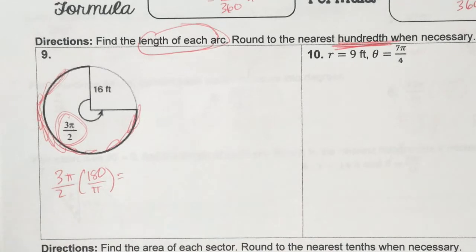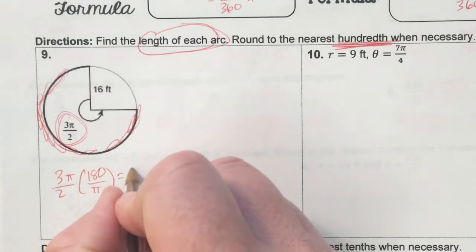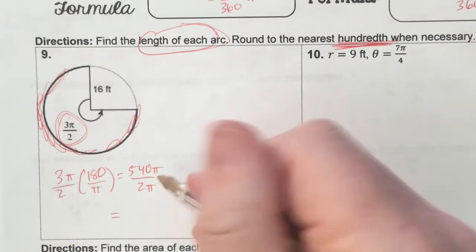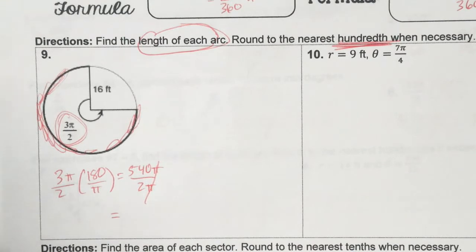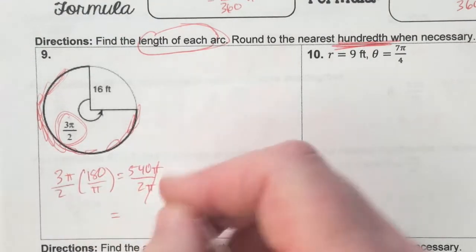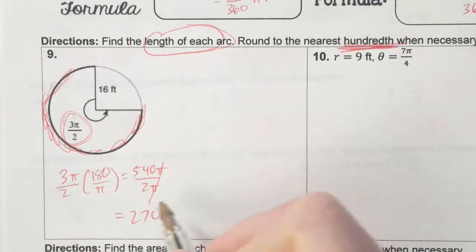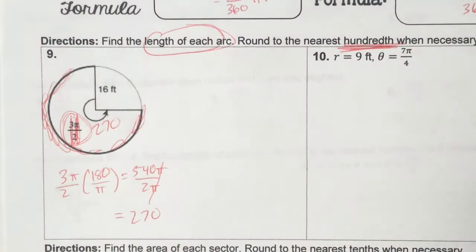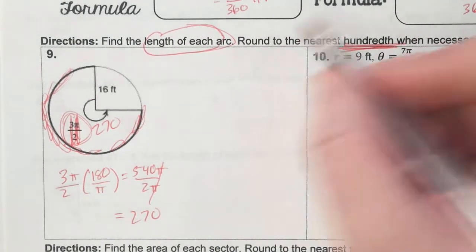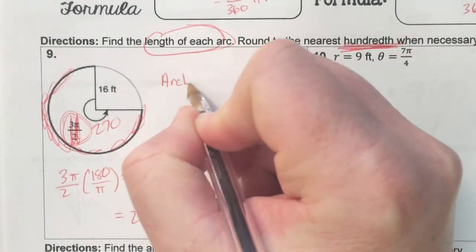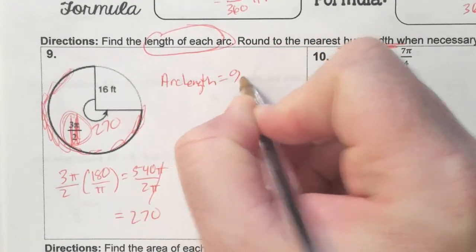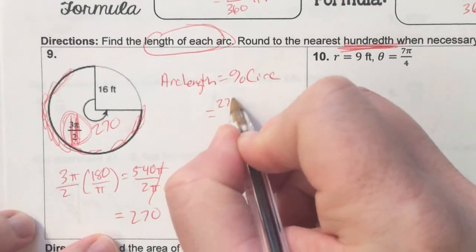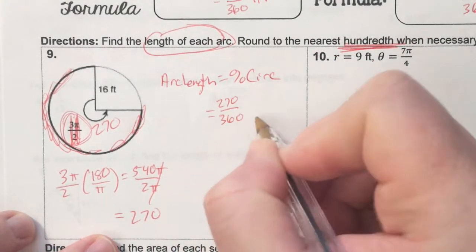Multiply straight across. So 180 times 3, we get 540 pi over 2 pi. Okay, the pi's cross out. So 540 divided by 2, and we pop out with 270. So this angle right here is really 270. So you can just ignore that and say 270. All right, so now that we have that, now we're in familiar territory. So they want arc length. So arc length is equal to the percentage of the circumference. So that would be the angle, 270, over 360 times d pi.